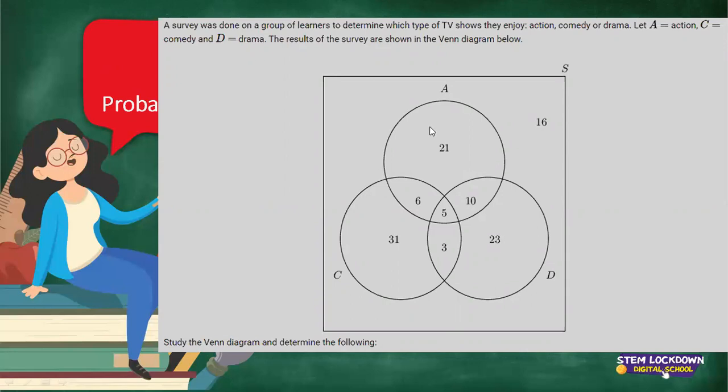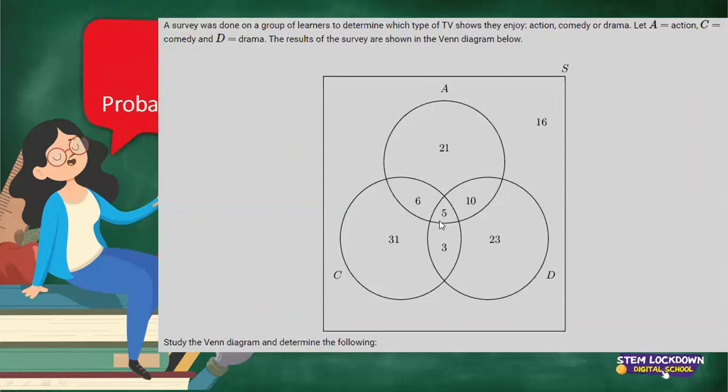So what is the probability of A? To find the probability of A, we find out how many people are in A: 21, A only, 6, A and C, 5, A, C and D, 10, A and D. All these are in A. So 21 plus 6 plus 5 plus 10 gives us 42.